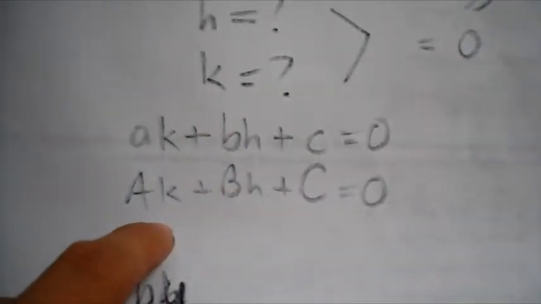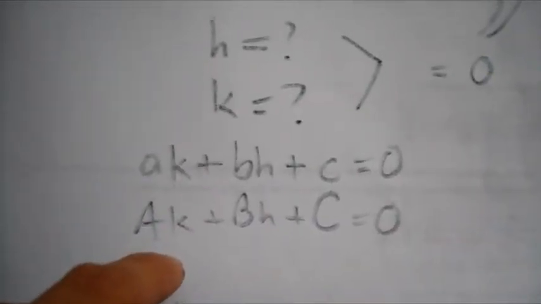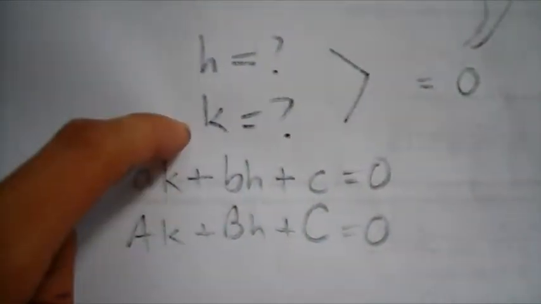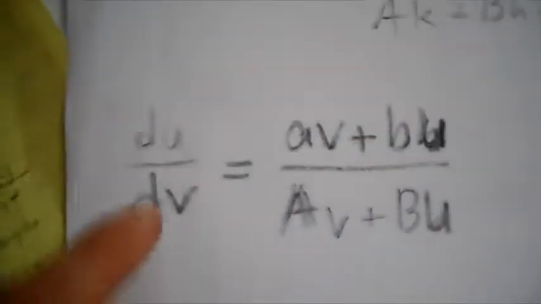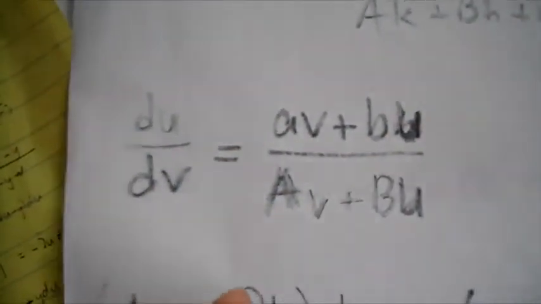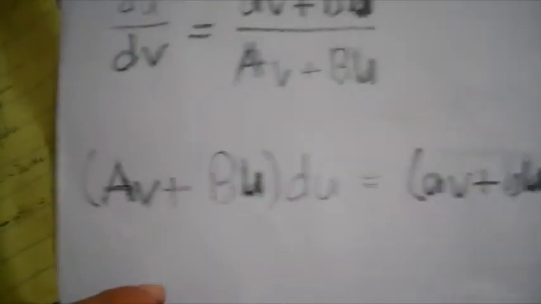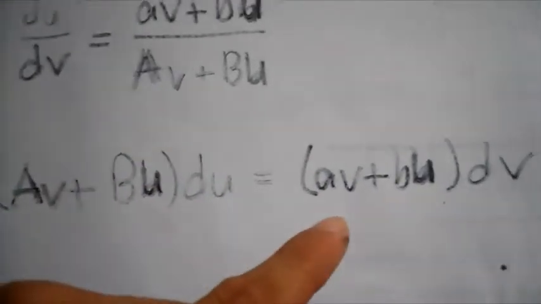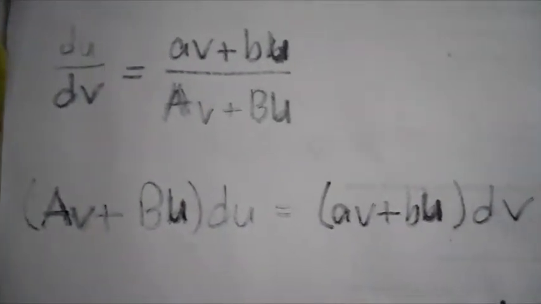These are just constants, and they do not have the dependent variables or independent variables. So once we equate this to 0, we can get the values of h and k, so that these terms can be cancelled out, and what remains will just be du over dv, which is equal to (av plus bu) over (Av plus Bu). By cross multiplying it, we get this final form: (Av plus Bu) du plus (av plus bu) dv. By inspection, we can see that this is a homogeneous equation.